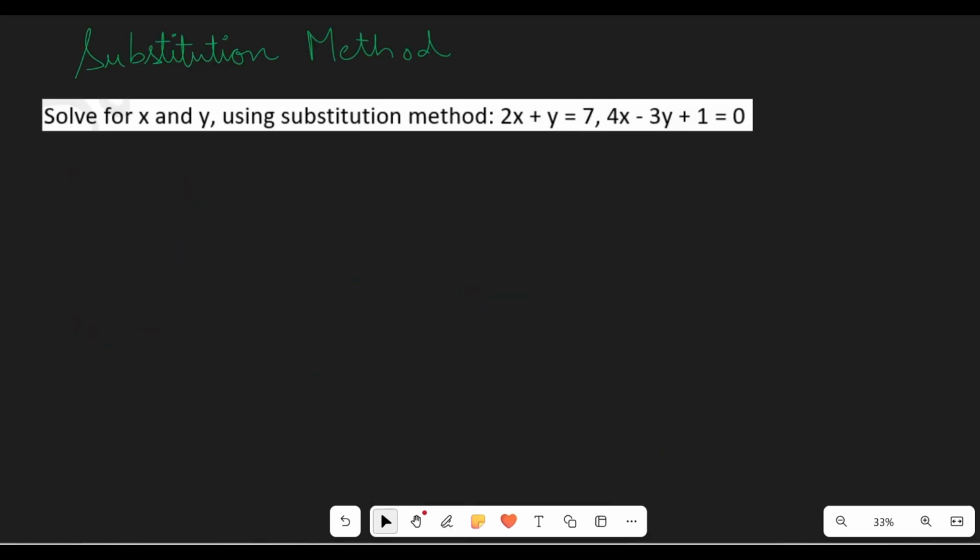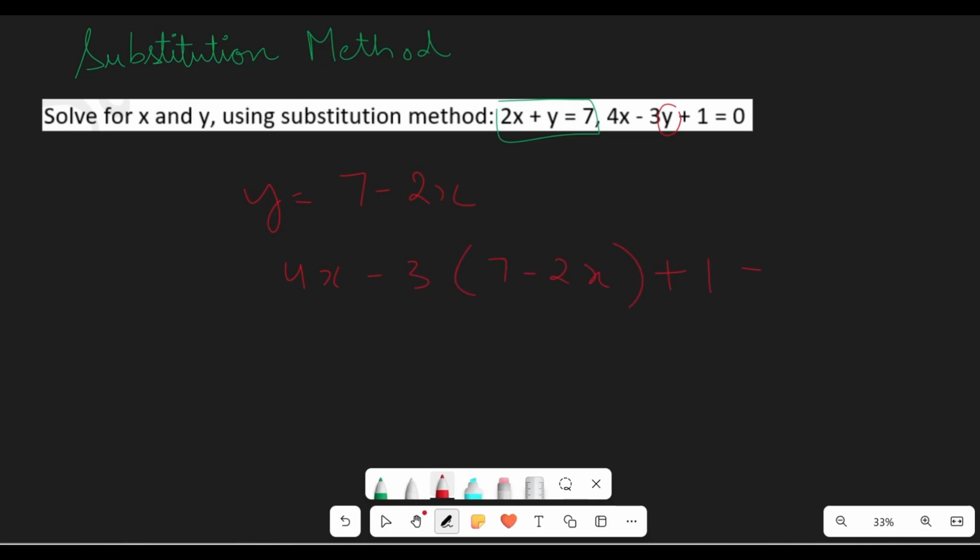Now let us see the substitution method. As the name says, here I will substitute the value. Here if from the first equation I see, I can take y is equal to 7 minus 2x, and this value I will substitute here in place of y. So 4x minus 3 into 7 minus 2x plus 1 is equal to 0, and then I will solve it as a simple linear equation we have done in previous classes. I am sure you know how to solve this.